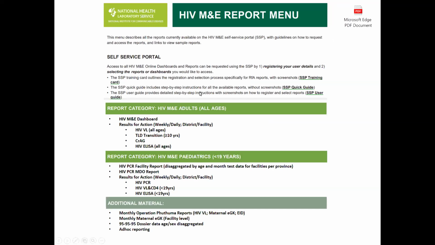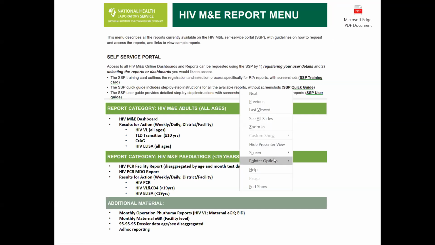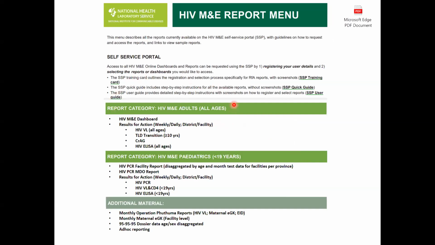But just to break down the type of reports that we have, so you can break it down in different ways. We've got all ages or adult reports that include an HIV M&E dashboard, and also results for action reports, which are broken down into particular test types. So an HIV viral load results for action report will include all high viral loads and rejections. The TLD transition report was to try and support the rollout of TLD, identifying suppressed patients as opposed to non-suppressed patients who require transition at the early time of rollout.